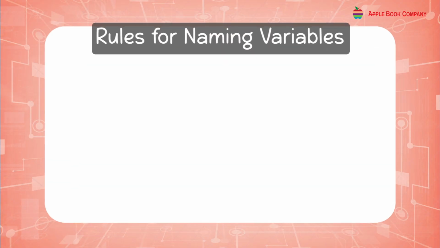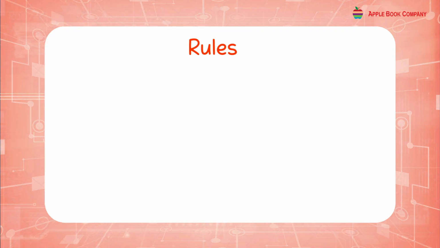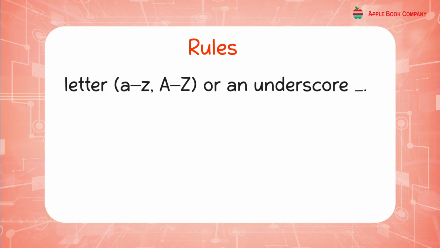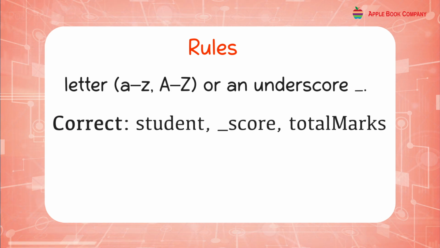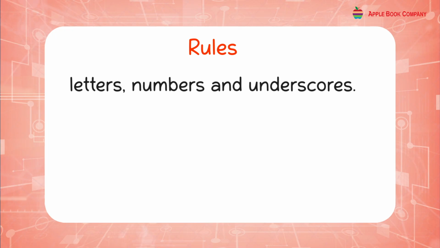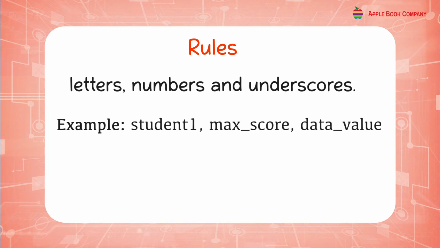Rules for naming variables. When choosing names for variables, follow these rules. Variable names must begin with a letter, small a to z or capital A to Z, or an underscore. Correct: student, underscore total_marks. Incorrect: 1student, #score. After the first character, you can use letters, numbers and underscores. For example, student1, max_data.